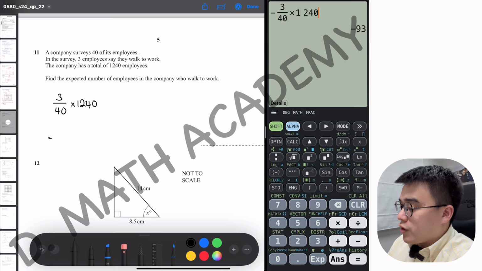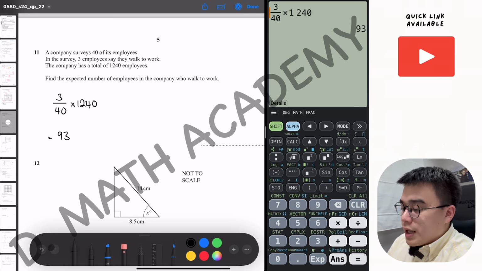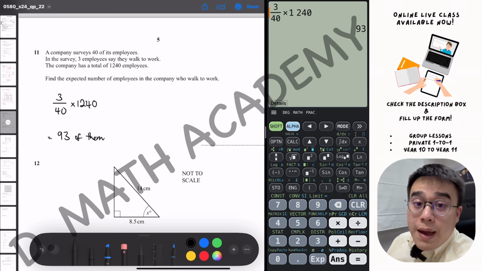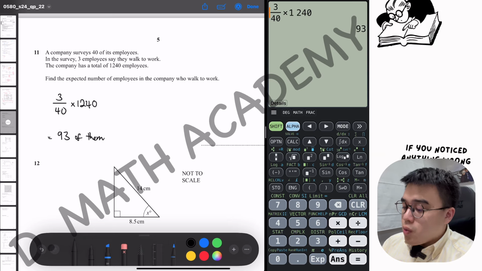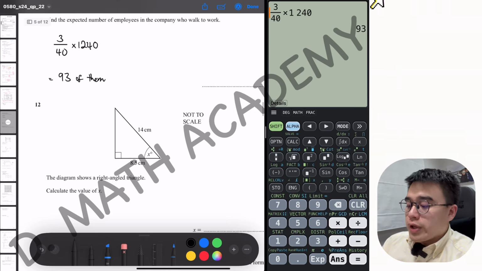Multiply it with 1,240. And you actually get the answer as 93 of them. So 93 of the employees will actually walk to work, based on this probability or based on this ratio here.